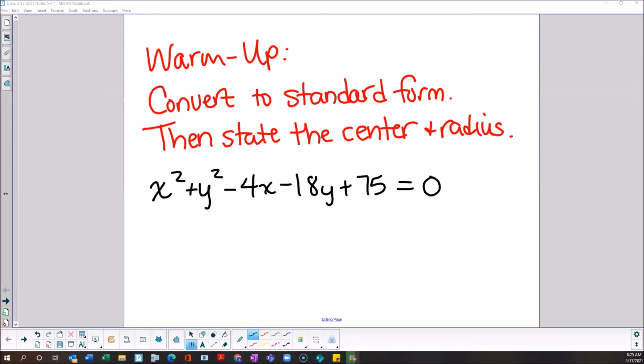What are you going to do to get from general form to standard form? What do you have to do? Like, what's the big idea? Yeah, put the X and Y terms together. You're going to complete the square is kind of what I'm looking for. So you're going to complete the square for both X's and Y's. And then once you finish that, and you get it into standard form, then you can state the center and the radius of the circle.